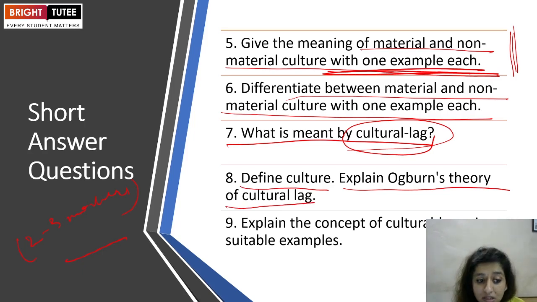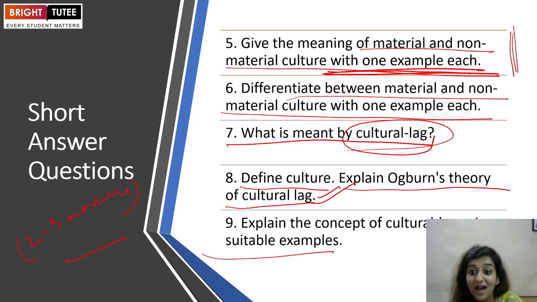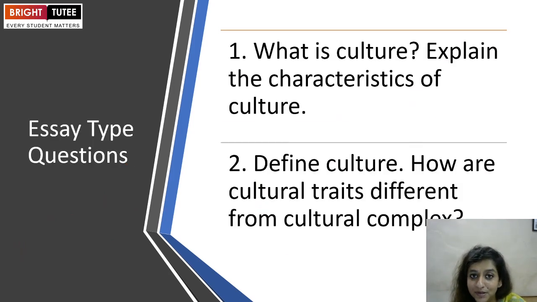We have just discussed his theory of cultural lag. He says that the change in the material culture is quick, but the non-material culture changes very slowly, and that's what the lag is about. So you may explain it here as well. Explain the concept of cultural lag using suitable examples. I've given you examples. If you want to use those examples, you may. If you want to use some of your own examples, that's great, and you may use those.